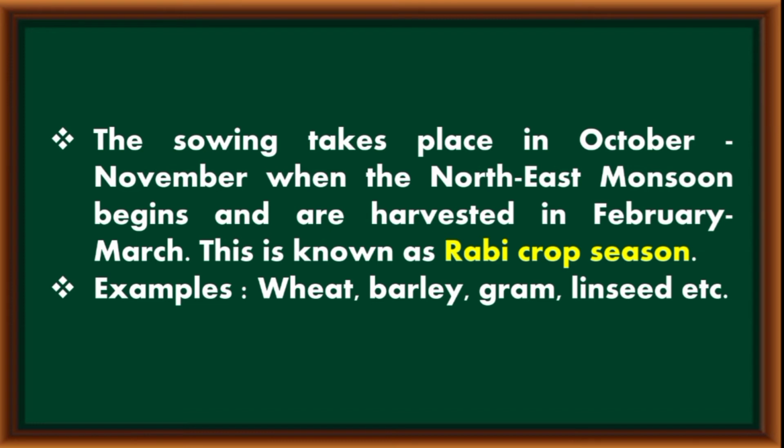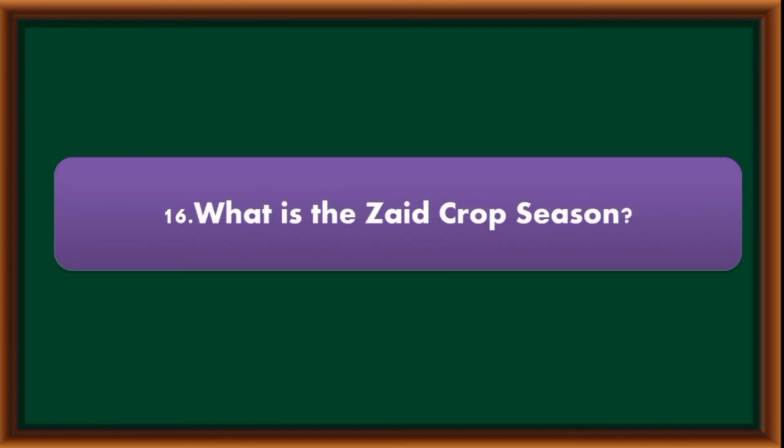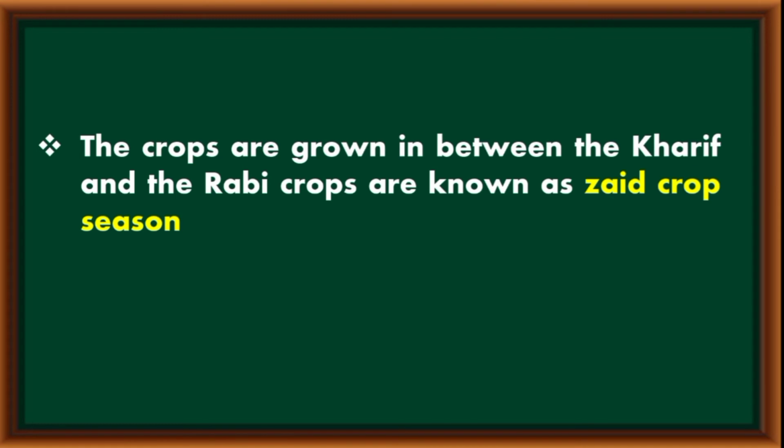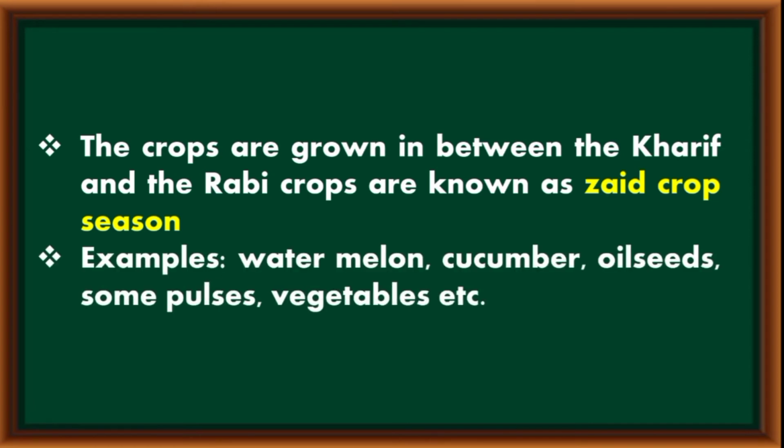Question number 16. What is the Zaid crop season? Answer: The crops grown in between the Kharif and the Rabi crops are known as the Zaid crop season. Examples: watermelon, cucumber, oilseeds, some pulses, vegetables, etc.